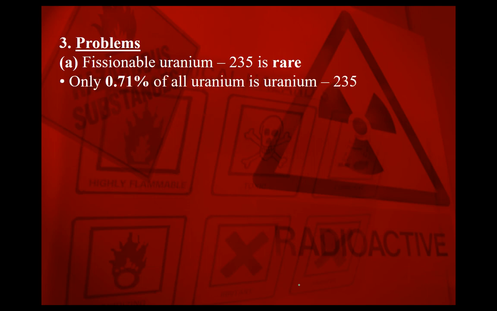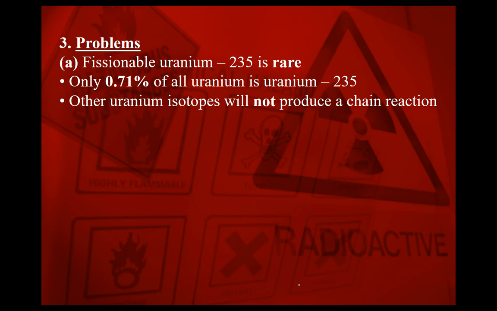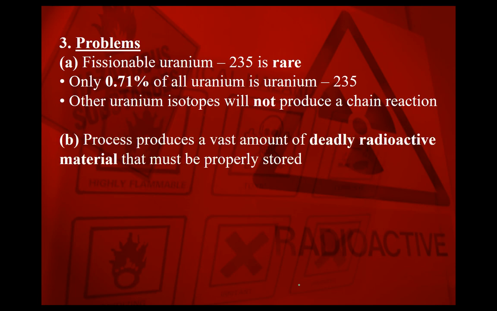So it's rare. Of all of our different uranium isotopes, less than 1%, so 0.71% of all uranium, is the 235, the kind that can actually undergo nuclear fission. So it's tough to find. And once you do find some uranium, you've got to use a mass spectrometer to separate and get the uranium that you want. As I already identified, other isotopes of uranium will not produce a chain reaction. Again, there might be one other one, but don't quote me on that.